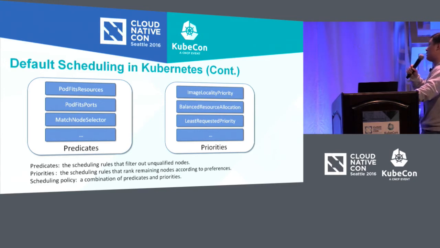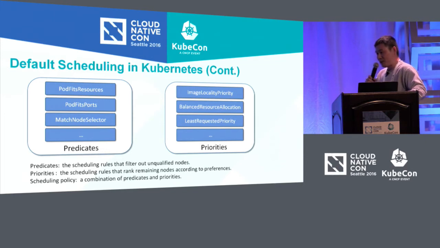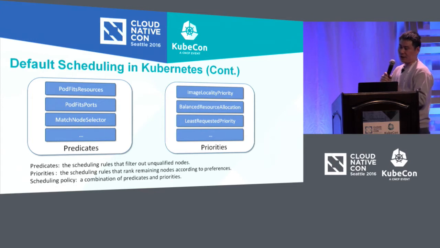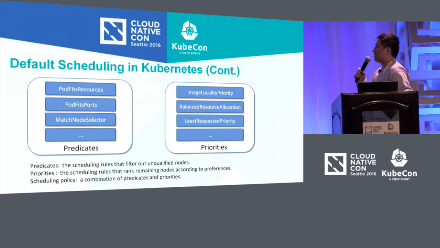There are lots of predicate rules. Here I just list some of them. For example, the first one, pod fits resources, which means the available resource on a node should be large enough to run a pod. If the pod requires 2 gigabytes of memory, then the available memory on that node should be at least 2 gigabytes. The second rule, pod fits ports. Some pods are using host-level port mapping, so the scheduler will make sure the corresponding ports have not been occupied on that node.